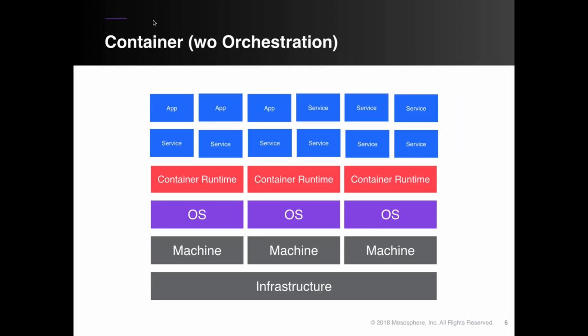So if we look at a container infrastructure without orchestration, we have a container runtime that could be Docker, this could be Rocket, this can be CRI-O, or UCR. So it doesn't have to be Docker, it can be any technology that can run a container or isolate a container. And then we have our applications on top.